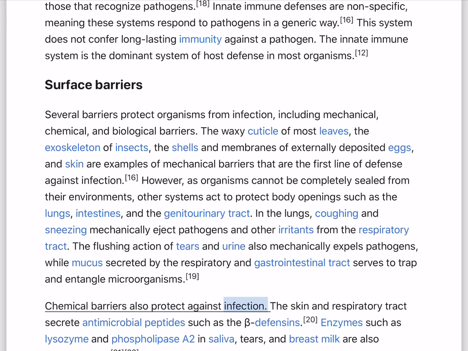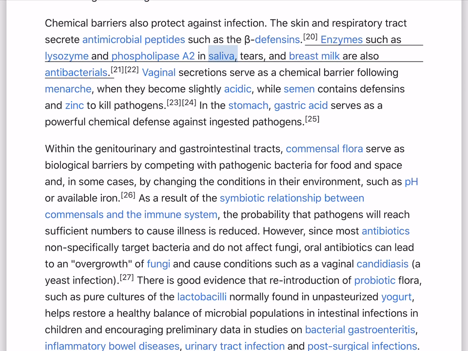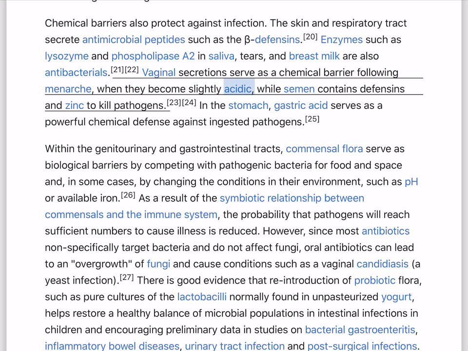The skin and respiratory tract secrete antimicrobial peptides such as the beta defensins. Enzymes such as lysozyme and phospholipase A2 in saliva, tears, and breast milk are also antibacterials. Vaginal secretions serve as a chemical barrier following menarche, when they become slightly acidic, while semen contains defensins and zinc to kill pathogens. In the stomach, gastric acid serves as a powerful chemical defense against ingested pathogens.